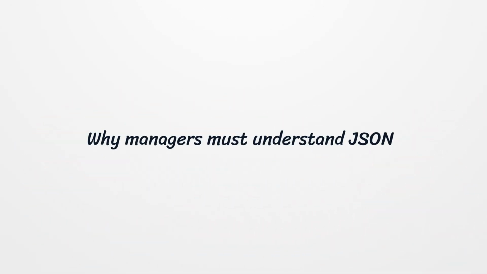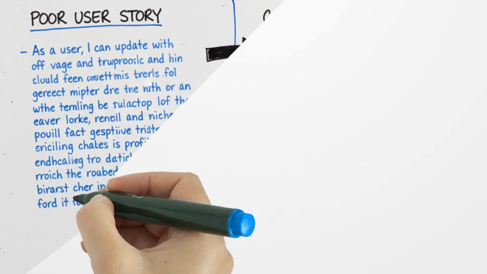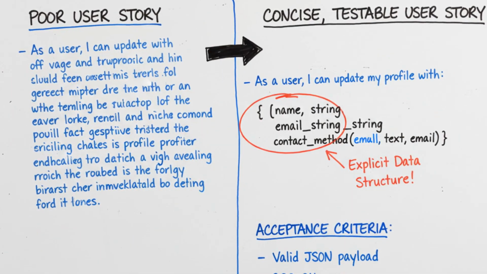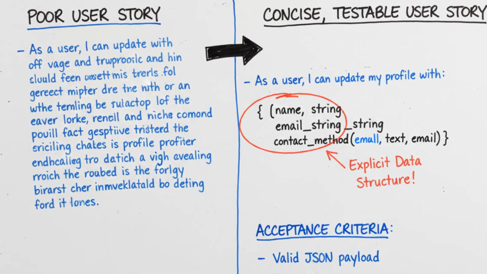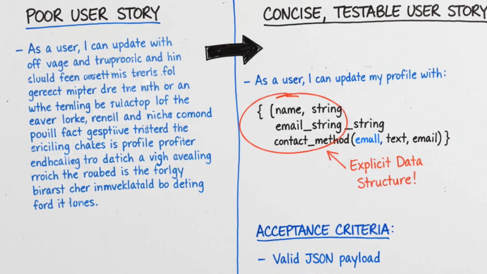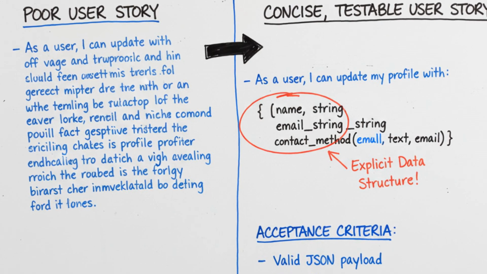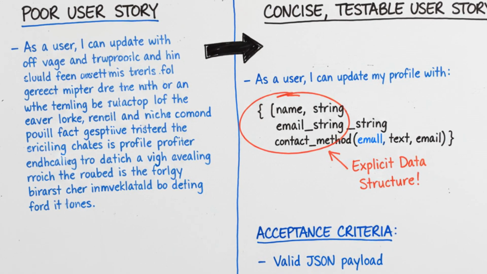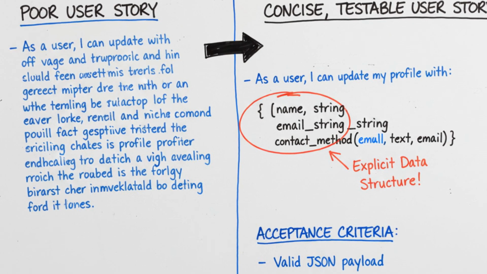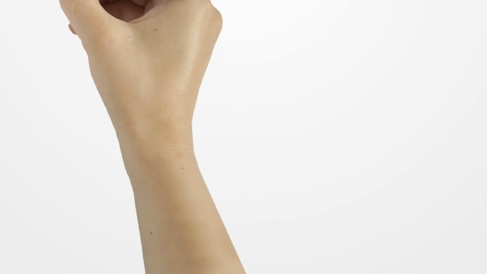When you write a requirement like, the system must store the user's preferred contact method, you are essentially saying, we need a JSON key called preferred contact method. Knowing the data structure helps you write concise, testable stories. You can explicitly state what data fields are required for an API call, avoiding scope creep later.